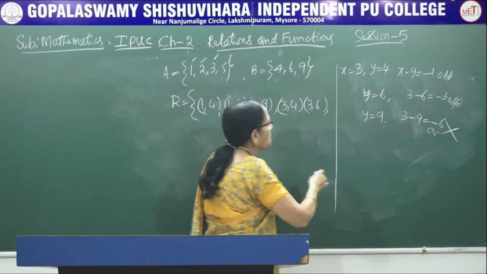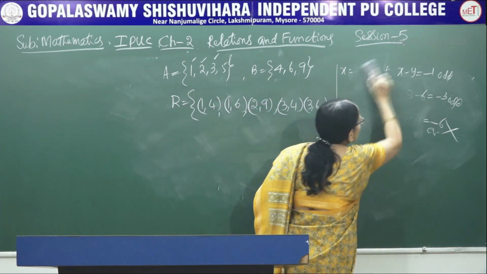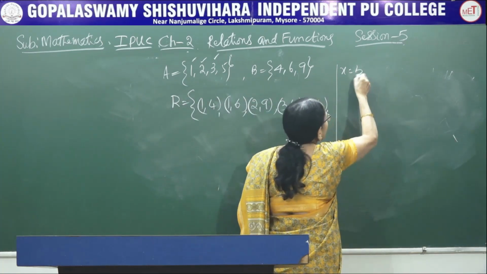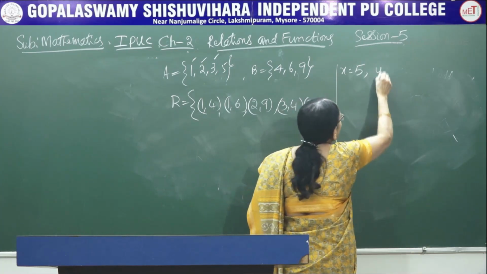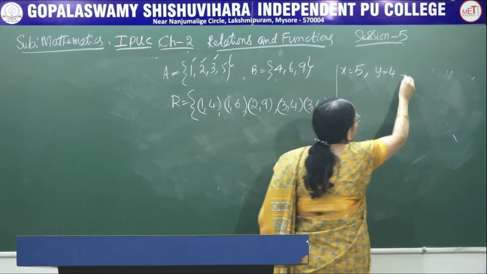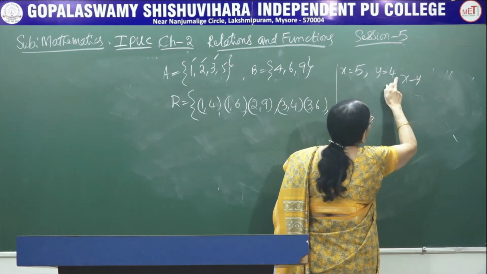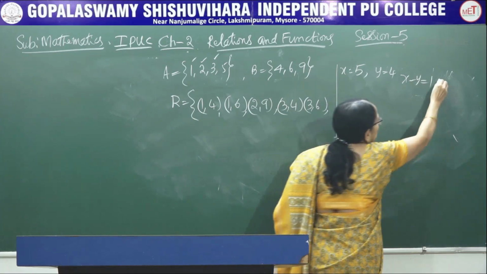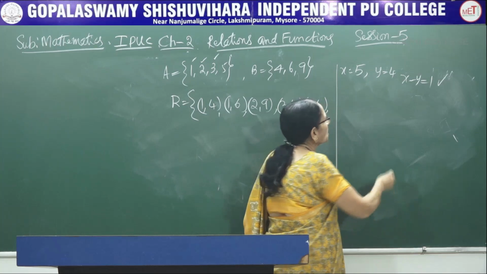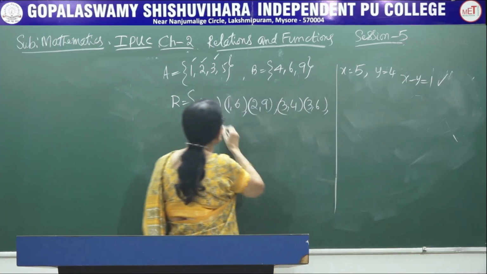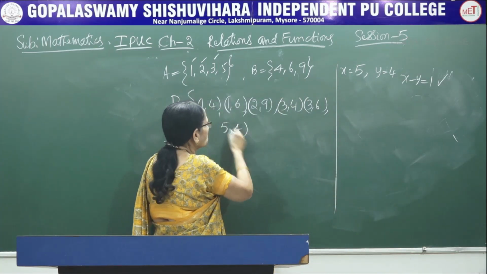Come to the last one, that is take the value of x to be equal to 5. X is equal to 5, y is equal to 4. So, what is x minus y? 5 minus 4, it is 1. Therefore, it is an odd number, we have to consider. Write that one. That is 5 comma 4.